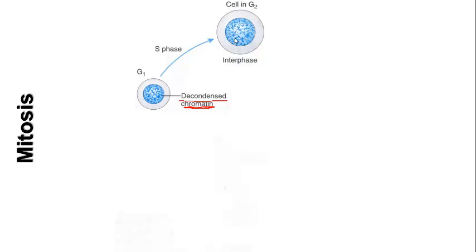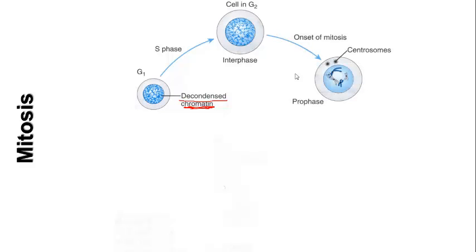So here we are in G2. G2 is basically the process where the mechanics of facilitating mitosis are starting to be initiated and all the molecular mechanisms are being revved up. So now we go right into the onset of mitosis, and the first phase of mitosis is known as prophase.